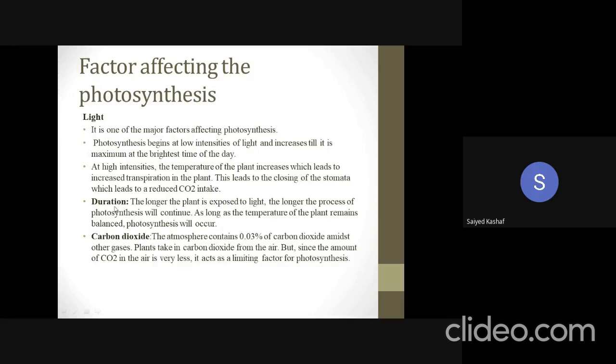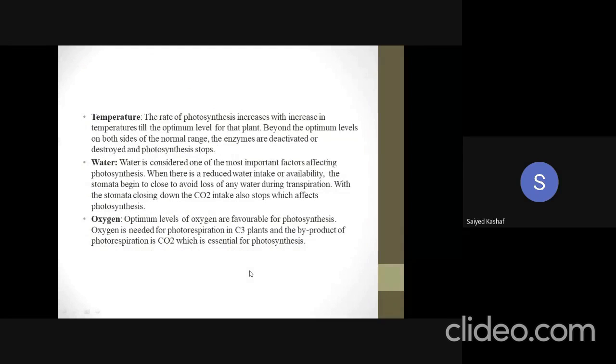And another one is duration. Duration means the longer the plant is exposed to light, the longer the process of photosynthesis will continue and take place, right? As the temperature increases, the plant remains balanced and photosynthesis will occur. But the carbon dioxide, we know that the atmospheric carbon dioxide concentration is 0.03% among other gases, and the plant takes up carbon dioxide from the air. But since the amount of CO2 in the air is very less, it acts as a limiting factor for photosynthesis.